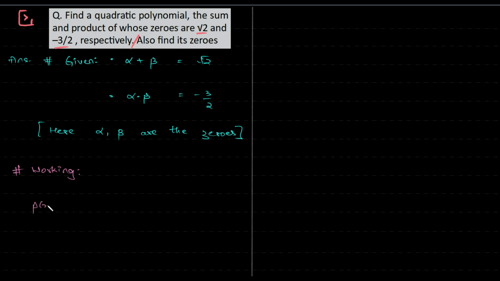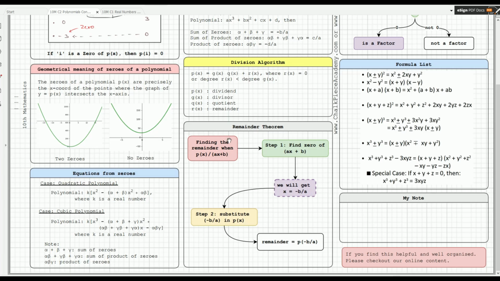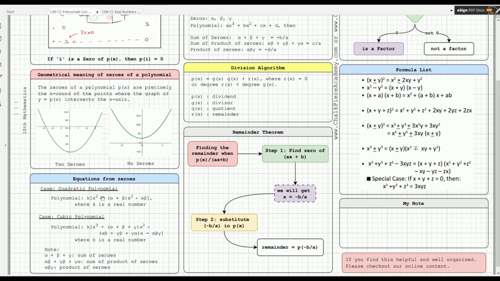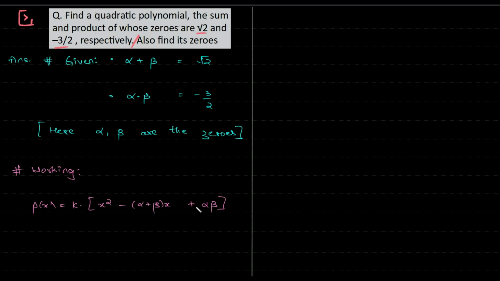So P of x is equal to k times x square minus alpha plus beta x plus alpha beta. You can remember that the negative comes in place where alpha plus beta is minus b by a. Here you have minus and here also you have minus. That's how you can remember it. Technically you can understand it, it's not a big deal, but people who find this difficult, this is what you have to do.